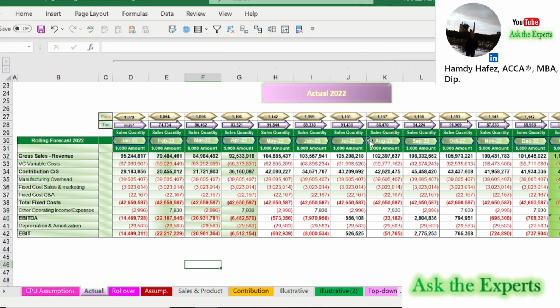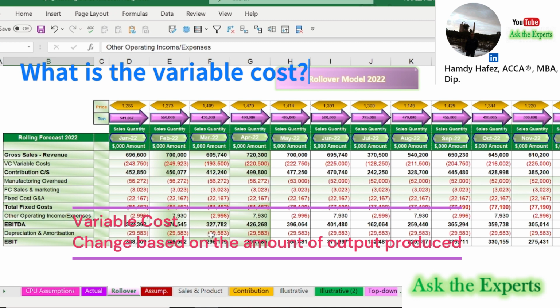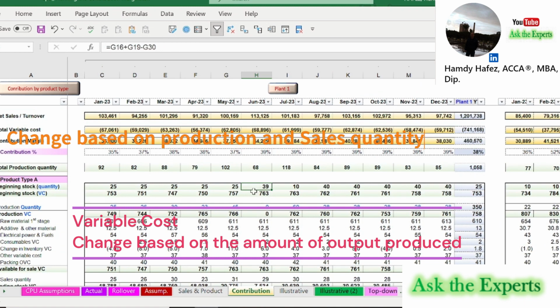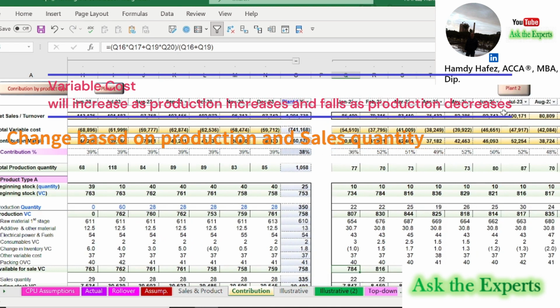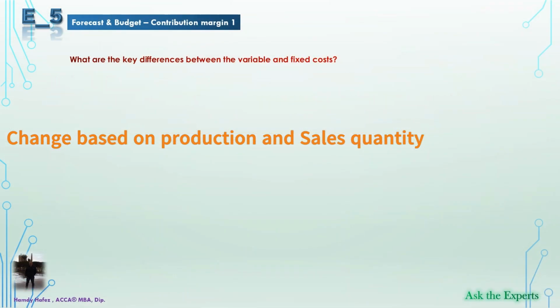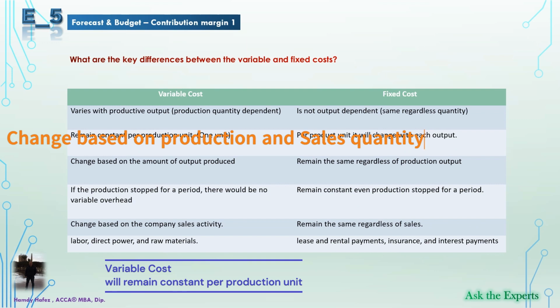So, now we have revenue or gross sales and variable cost. But what is the variable cost? We need a practical example. Variable cost is an expense that will vary or change based on how much a company produces or sells. It will increase as production increases and fall as production decreases. The following table summarizes the key differences. For example, variable costs change or vary with both the production quantity and the sales quantity, but on the other hand, will remain constant per production unit.